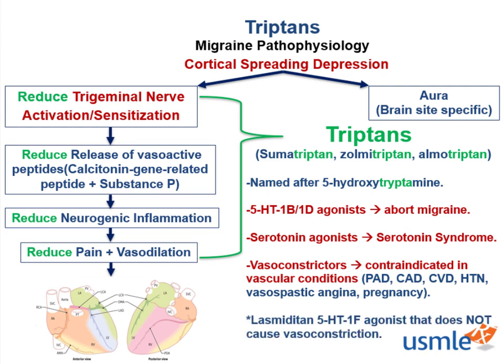Lastly, a recently released drug, lasmiditan, is a triptan-like agent that specifically binds to serotonin 1F receptors and does not cause vasoconstriction. Lasmiditan was specifically developed to overcome the vasoconstriction of traditional triptans, yet still perform similar actions in treating migraines.